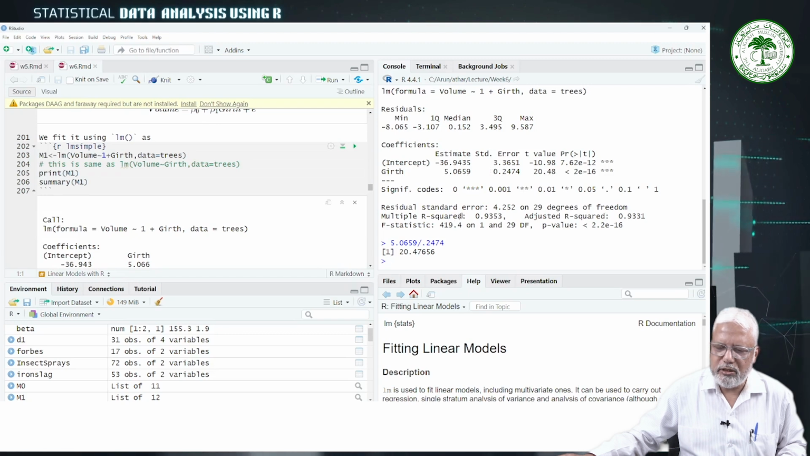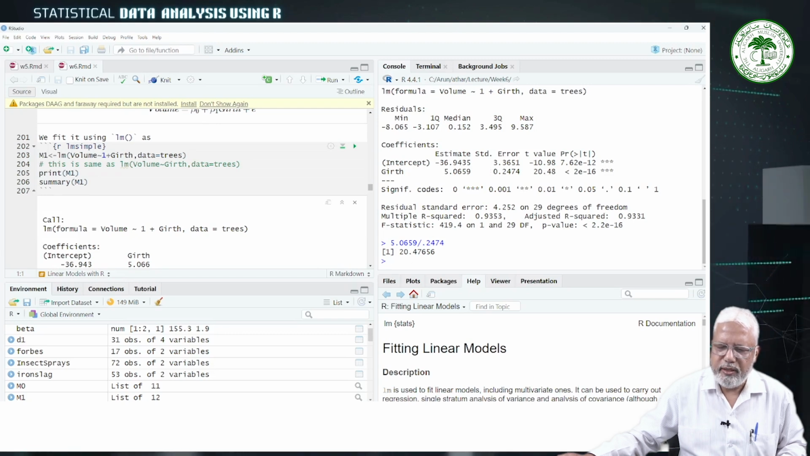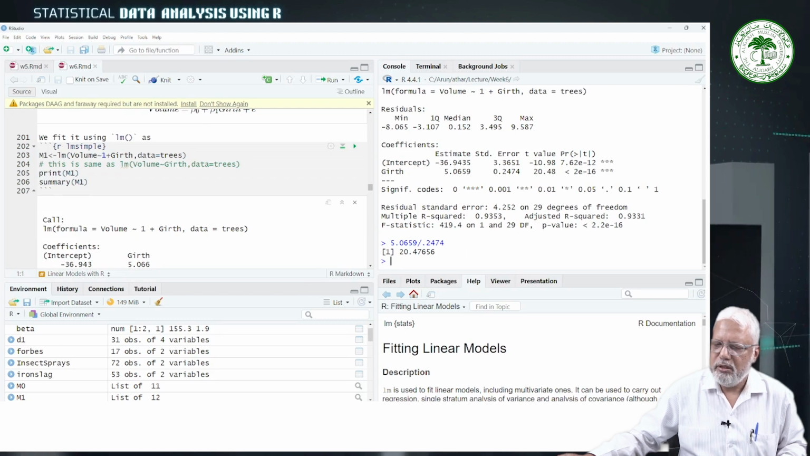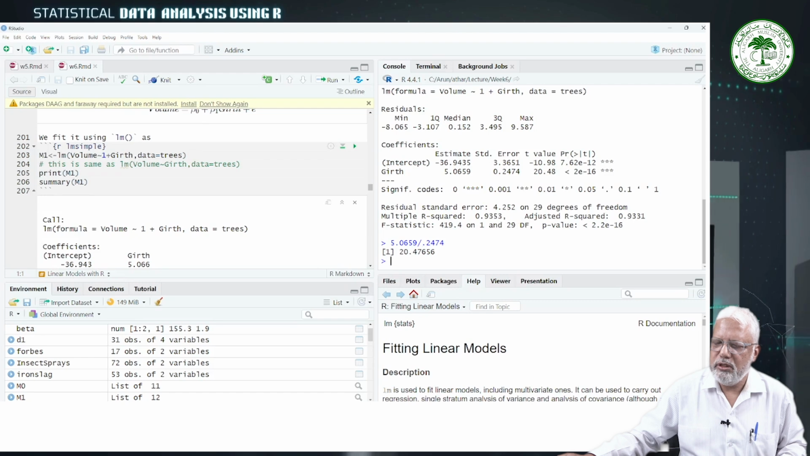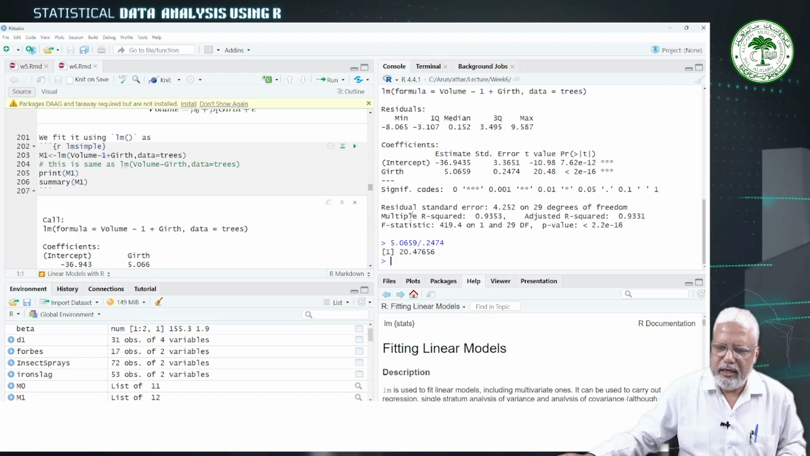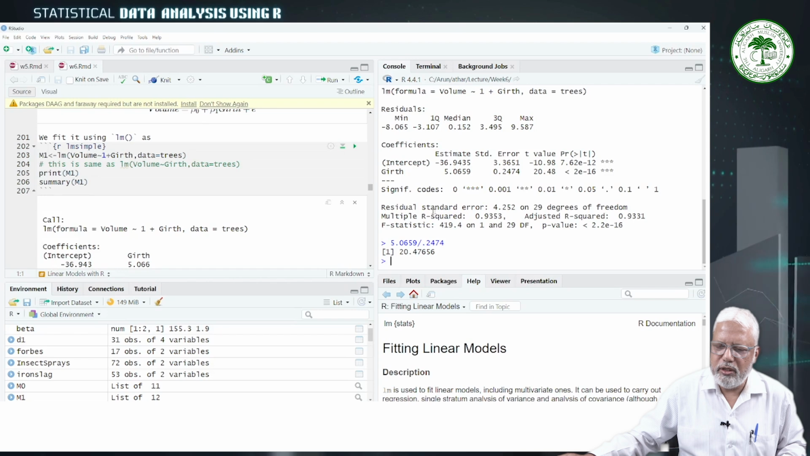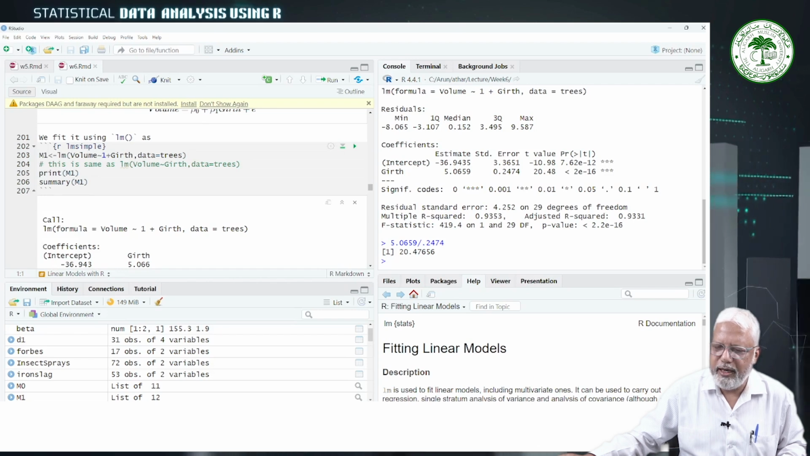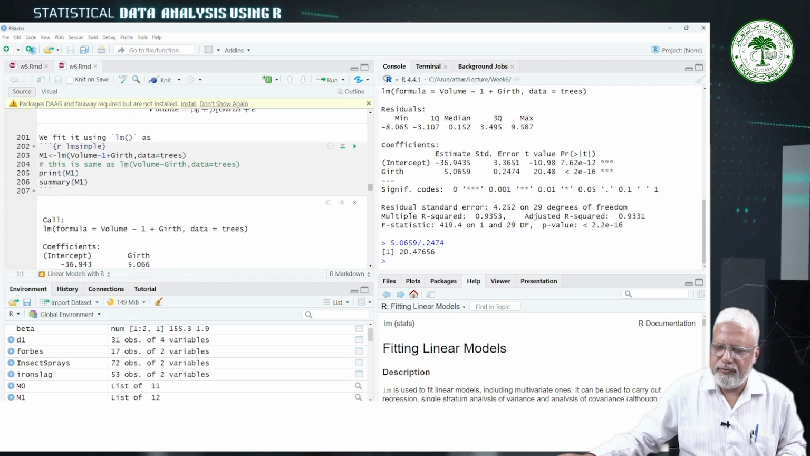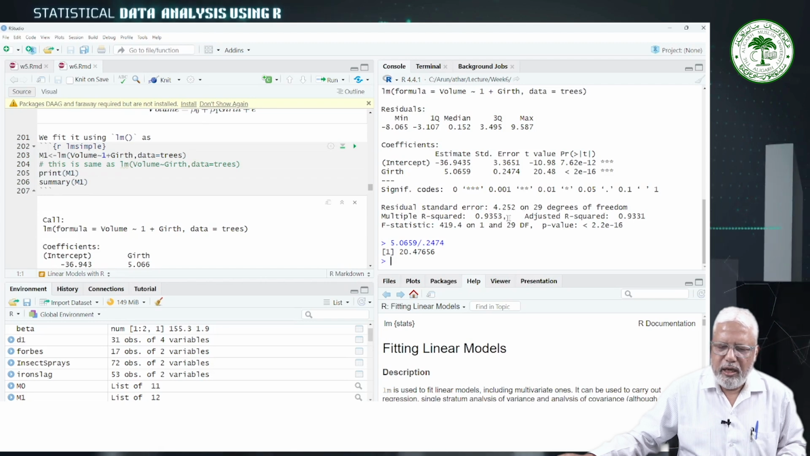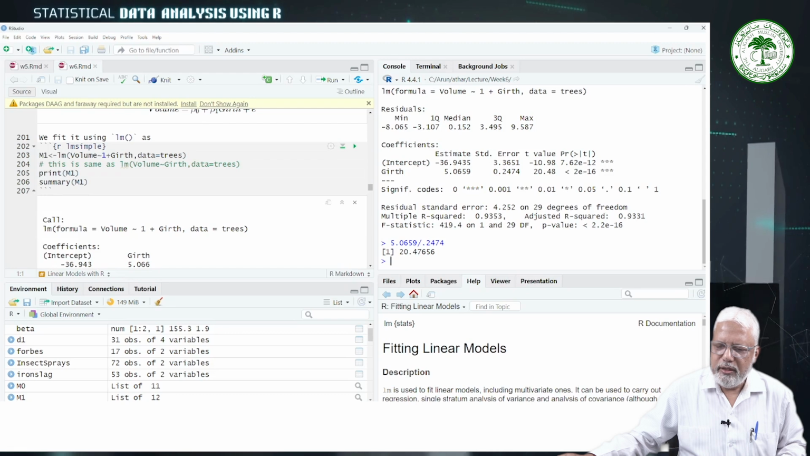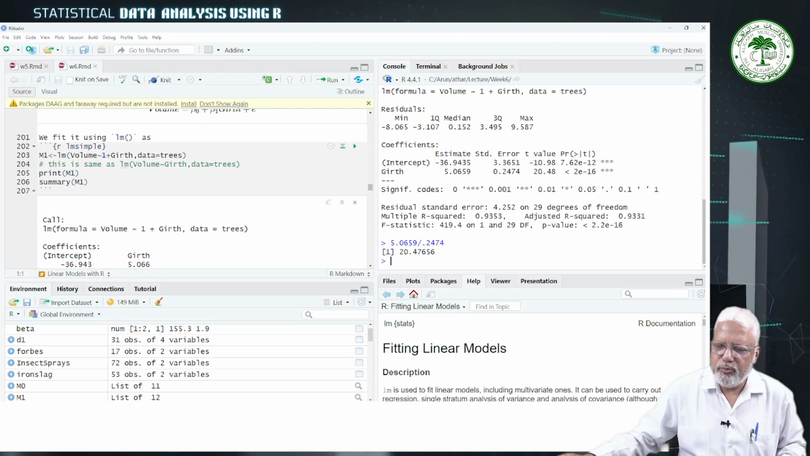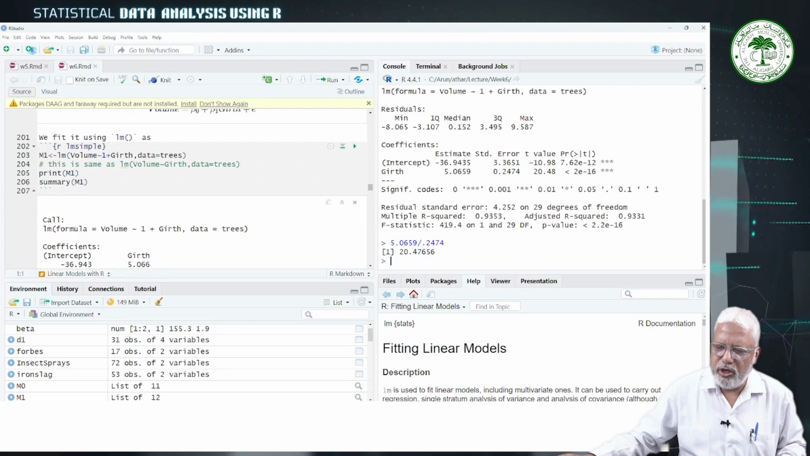And p value is nothing but the probability of greater than 20 in absolute sense. So it is this one. And see, residual standard error is nothing but the value of sigma hat with 29 degrees of freedom, and multiple R square is the proportion of variability explained by the model.